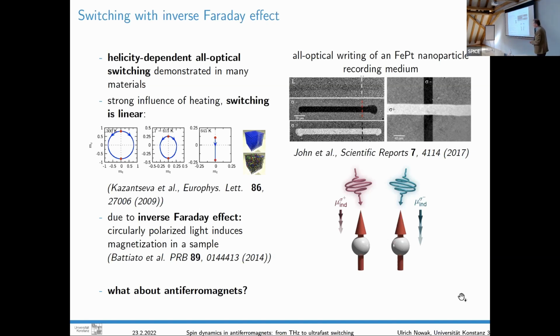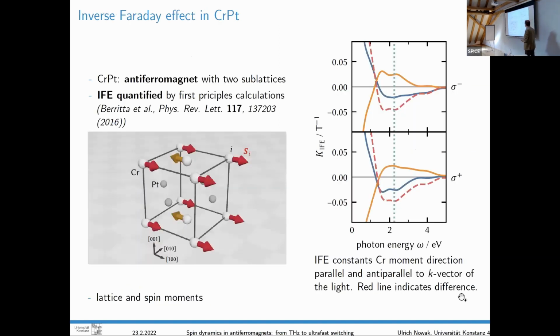The question now is, what about antiferromagnets? We chose chromium platinum as an example here. Chromium platinum is a simple antiferromagnet for a theoretician. It has two sublattices with equal magnetic moments on the chromium sites, and they look as shown here, two sublattices to the right or to the left.